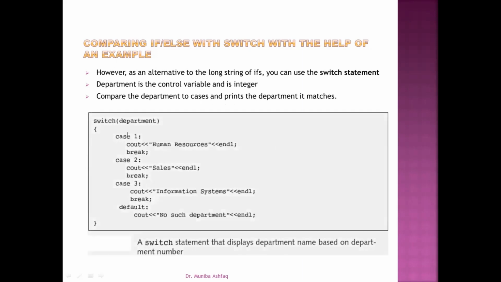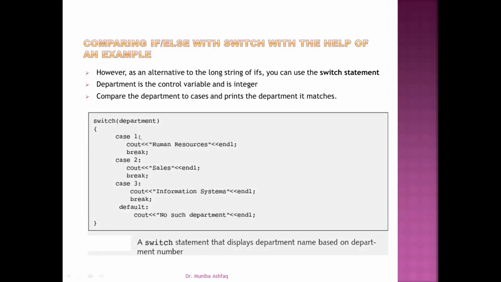Comparing if-else with switch with the help of an example. However, as an alternative to the long strings of ifs, you can use switch statements. Department is the control variable and is an integer. Compare the department to cases and print the department it matches. You can see that the controlling variable here is department. So we are checking the value of the department, whether it is 1, 2, or 3, and if none of these cases is true, then it will go to the default case.